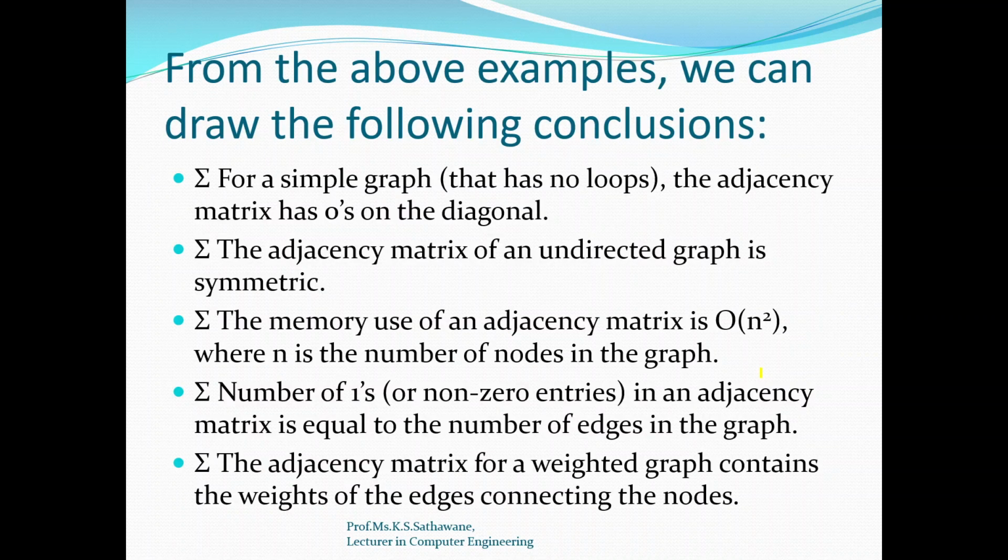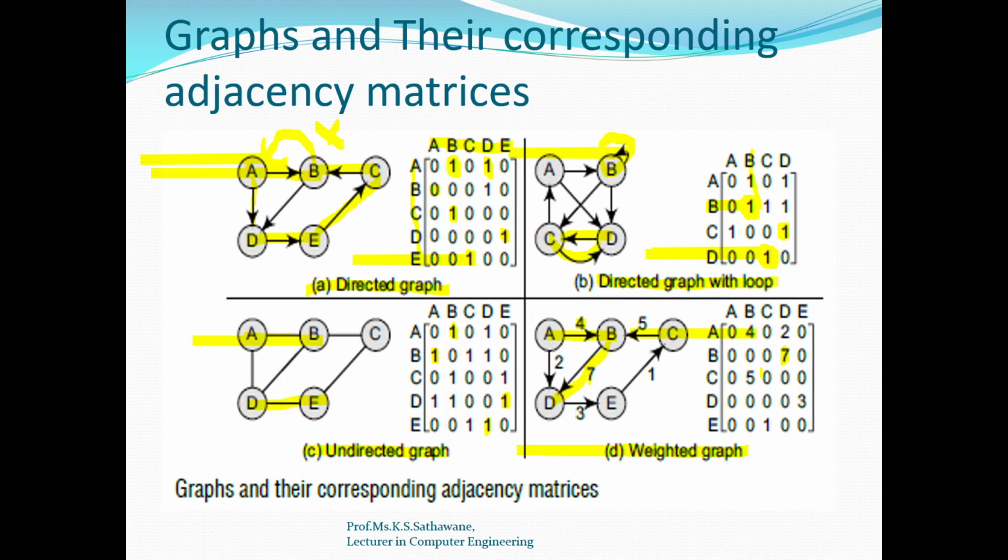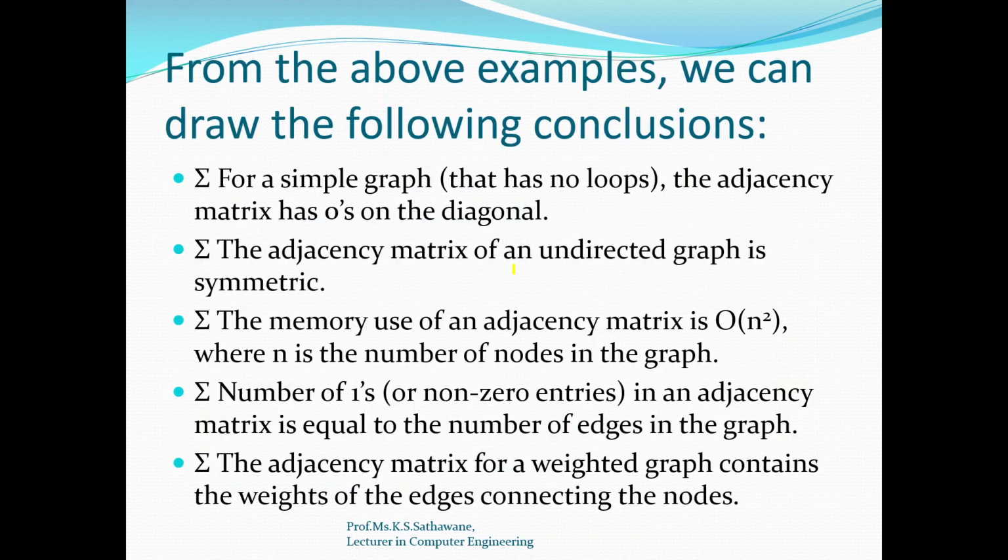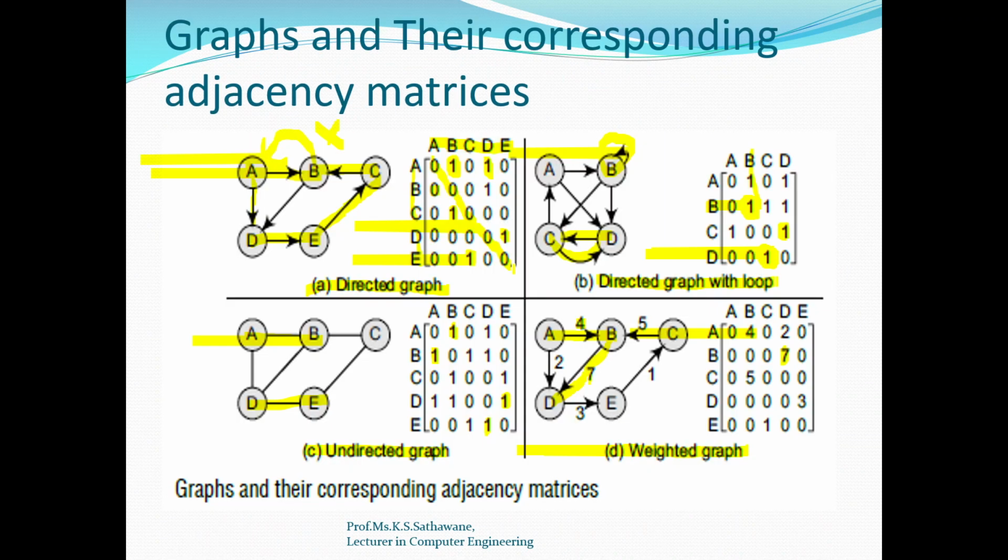So from the previous examples, we can draw the following conclusions. For a simple graph that has no loop, the adjacency matrix has zeros on the diagonal. The adjacency matrix of an undirected graph is symmetric. Symmetric means it will be symmetric on both sides of the diagonal, if you look at the values.